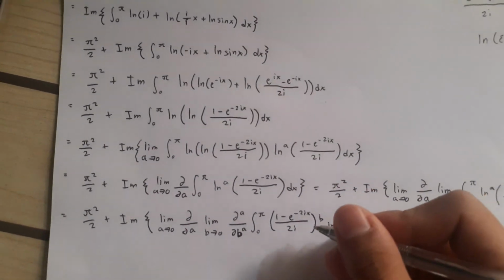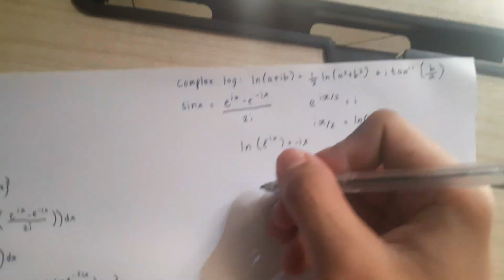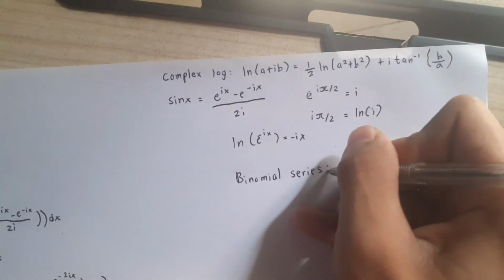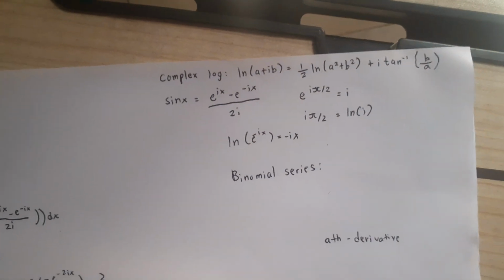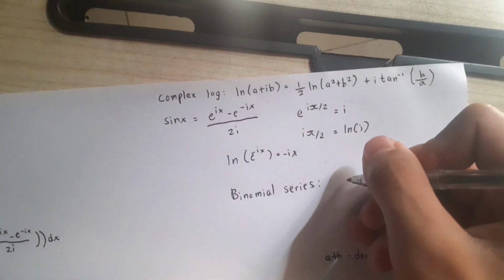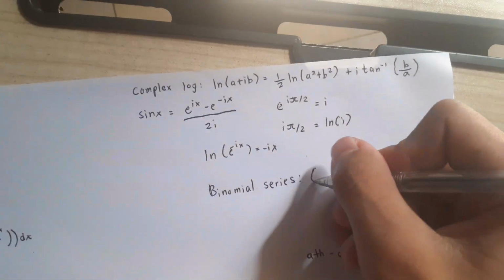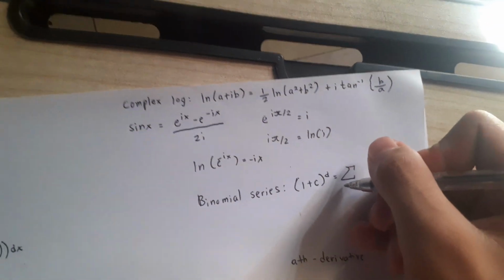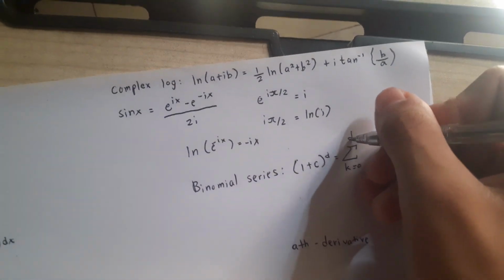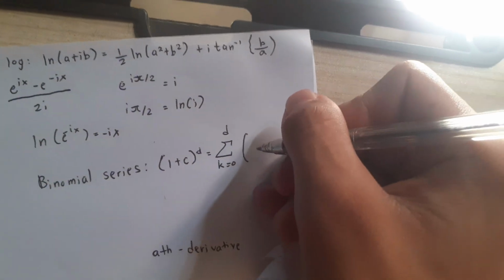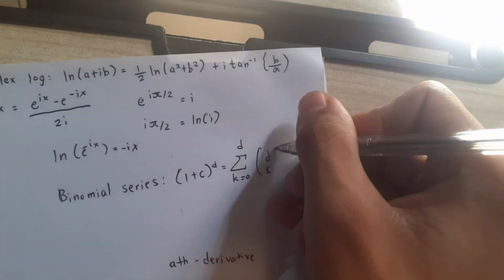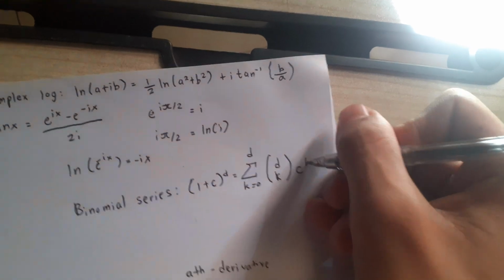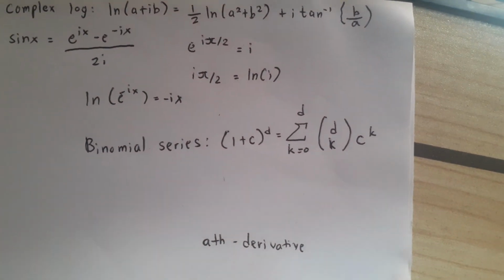So what is the binomial series? The binomial series is given by the formula: 1 plus c raised to d is equal to the sum from k equals 0 to d of the binomial coefficient times c raised to k. So this is the binomial series.